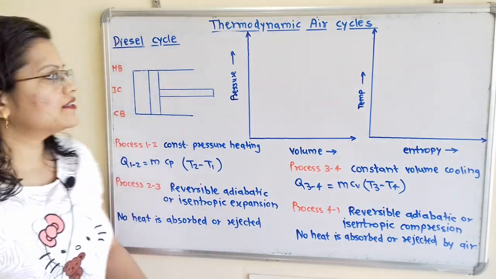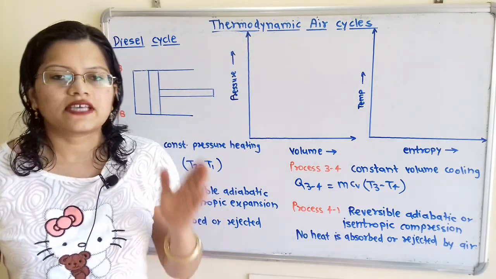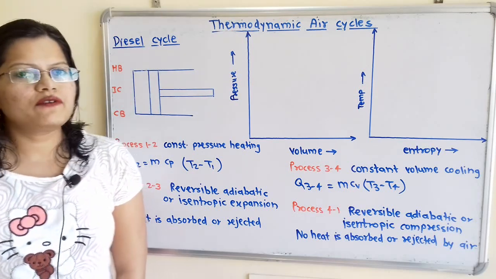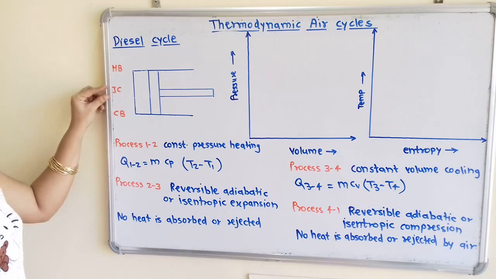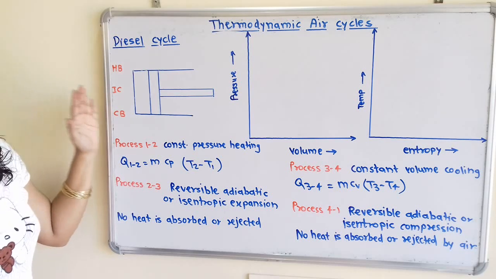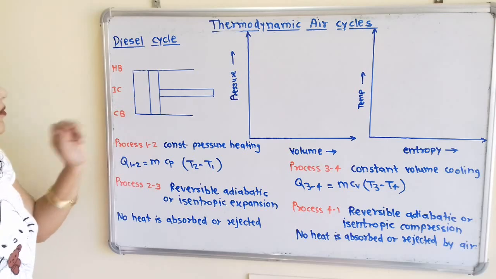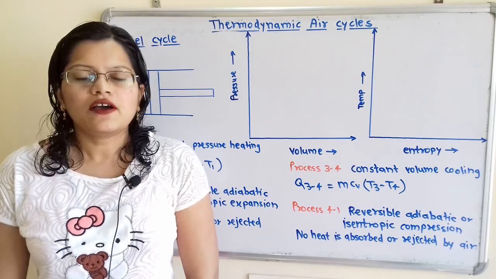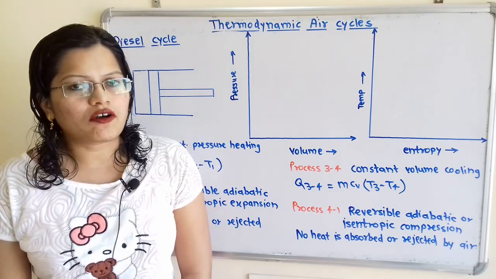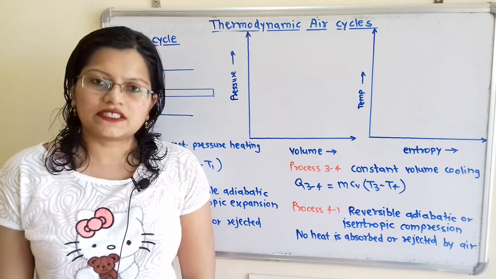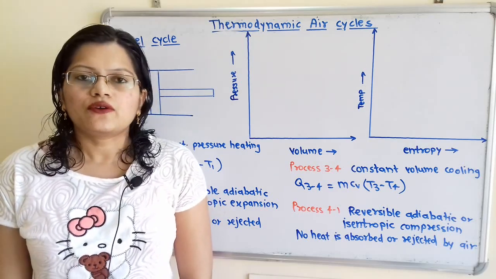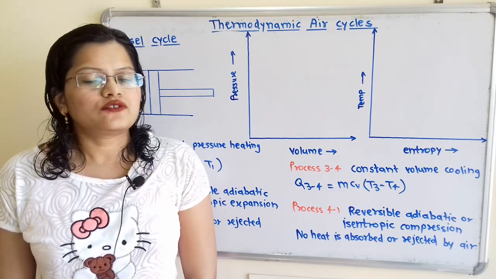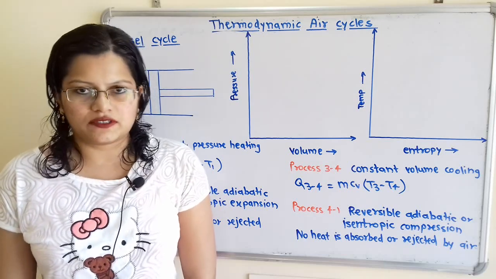As diesel cycle is thermodynamic air cycle, that is, air is used as a working substance in this piston cylinder arrangement. If we observe this diagram, here hot body, insulated cap and cold body, which we have to bring in contact with the bottom of the cylinder one by one for different processes. In diesel cycle, one process is taking place at constant pressure, one process is taking place at constant volume and two processes are taking place at constant entropy. That is, two processes are the isentropic processes.